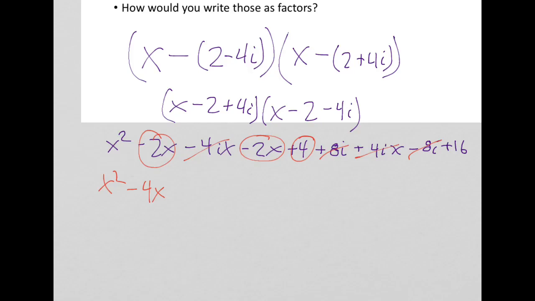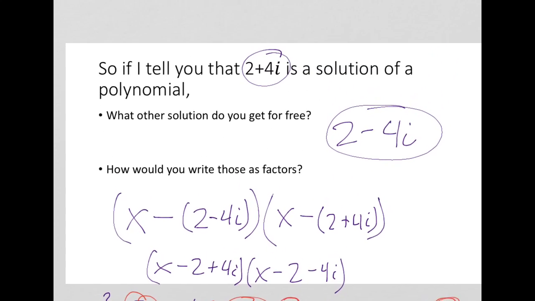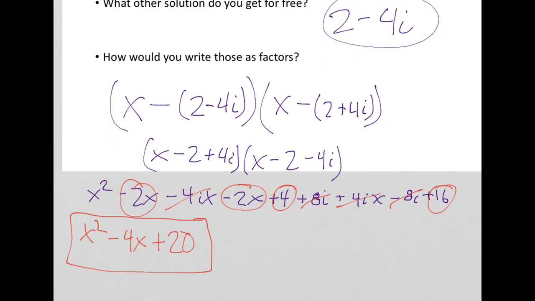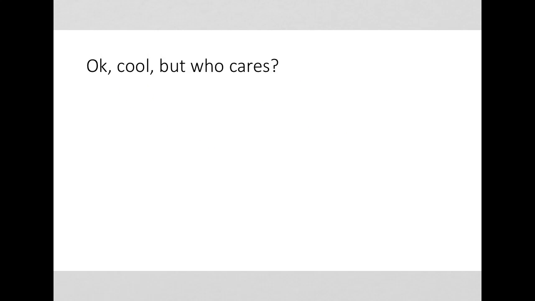And then finally, I have a positive 4 and a positive 16. So those ugly, ugly complex linear factors give us this beautiful quadratic equation, x squared minus 4x plus 20. So if I had an original equation and I was told, say, this was a cubic function, I could then divide that cubic function by this and find the real solution. That is awesome. Whoa, whoa, whoa, real quick.